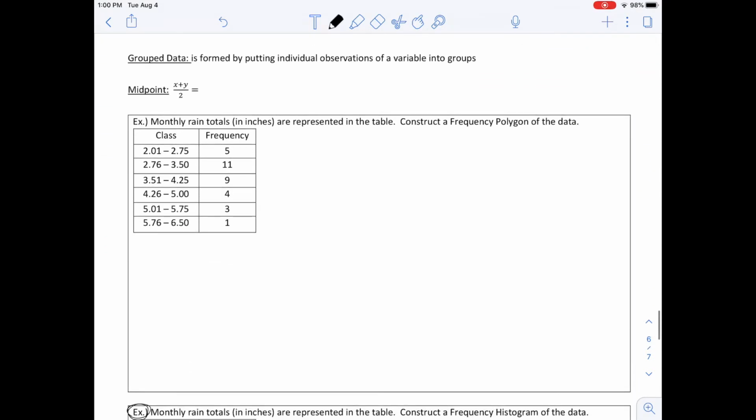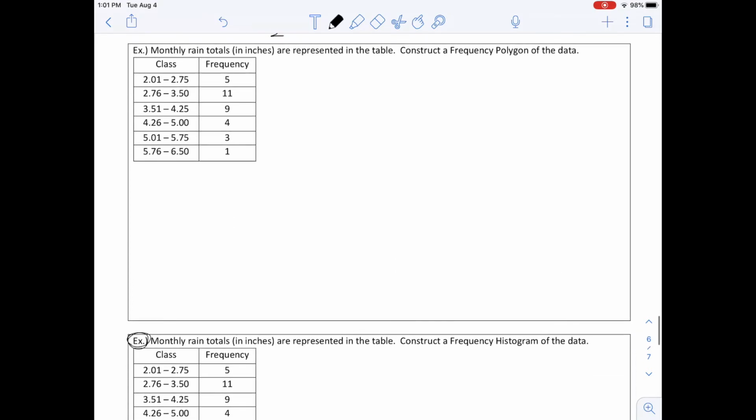The next definition we have is grouped data. We've actually seen this before, and this is formed by putting individuals' observations of a variable into groups. And then we have our midpoint definition, where we take our upper class limit and our lower class limit, add those together, and divide by 2. And again, we saw that earlier in this chapter.